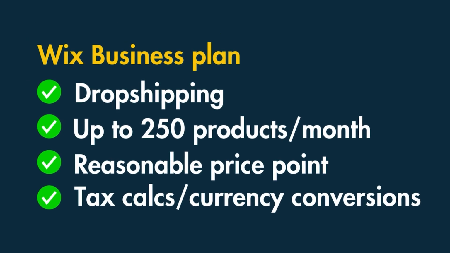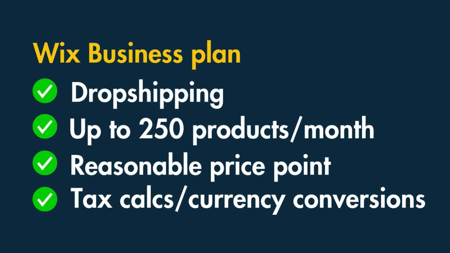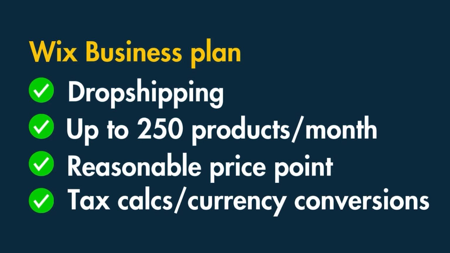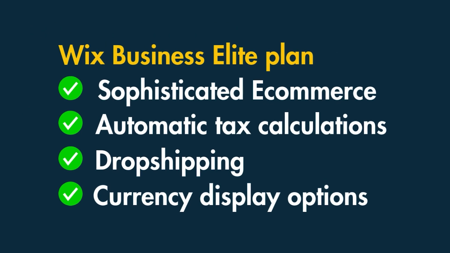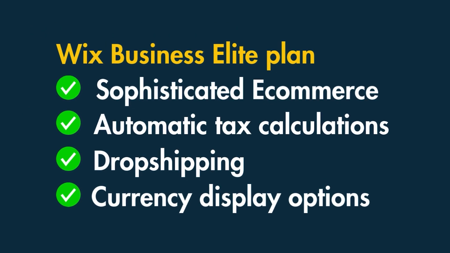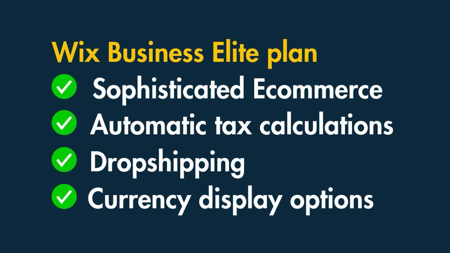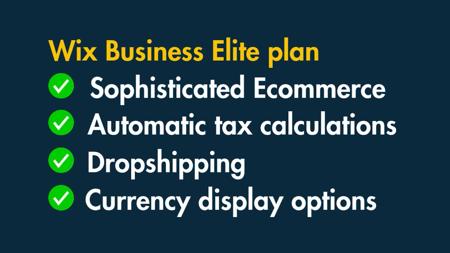If you want to build a drop shipping business with Wix, the Business plan is probably the best starting point because it lets you drop ship up to 250 products per month at a reasonable price point, and it lets you perform some automatic tax calculations and currency conversions too. If you're a professional merchant in need of more sophisticated e-commerce features, the Business Elite plan is by far the best option here. This is largely thanks to its considerably more generous limits on automatic tax calculations, drop shipping, and the number of currencies you can display your product prices in.